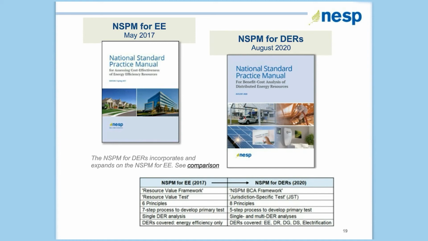And there's a short comparison here on what are some of the key changes, including some important terminology changes in terms of moving from this resource value terminology to more generally referring to there being an NSPM BCA framework, which includes principles and guidance on how to develop a primary test, as well as use of secondary tests. And by applying these principles, a jurisdiction can come up with what we're calling a jurisdiction-specific test. And we now have 8 principles, building off of the 6 principles from the earlier version, and a multi-step process for developing a primary test, and importantly, guidance both on single and multi-DER analyses.